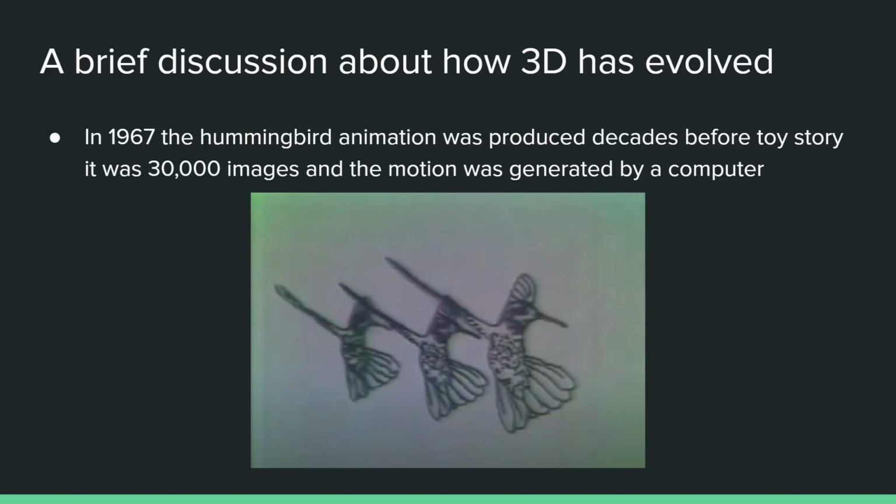Right. So now let's talk about how 3D has evolved over the years. In 1967, the hummingbird animation was produced, and this was decades before Toy Story. It was 30,000 images, and all of the motion of this hummingbird was generated by a computer. So if you have time after viewing this video, you can go check it out on YouTube. It's a very basic view into the origins of 3D animation.